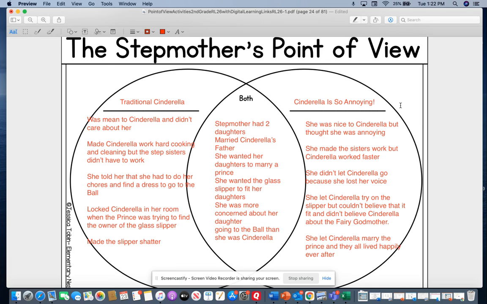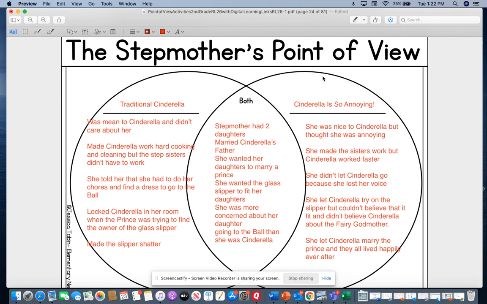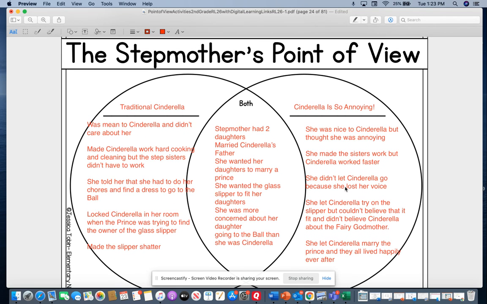So this shows us that even though both of these were similar stories, depending on the point of view, the characters can seem very different from one story to the other. Even though it's the same character, in the traditional Cinderella, the stepmother was very different than she was in Cinderella Is So Annoying. So you guys are going to answer a few questions about the point of view and how they're different and how they're the same for your point of view assignment today.